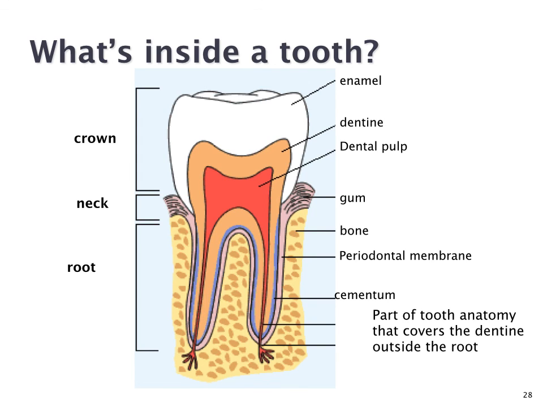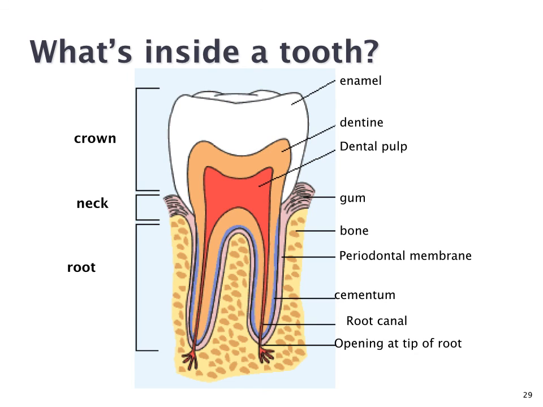The cementum is the part of tooth anatomy that covers the dentine outside the root. So it's like a glue-like substance. So here you can see all the labels of the tooth. And remember the 3 on the left, the crown, the neck, and the root.